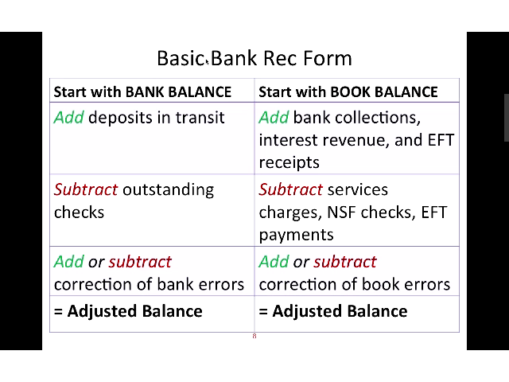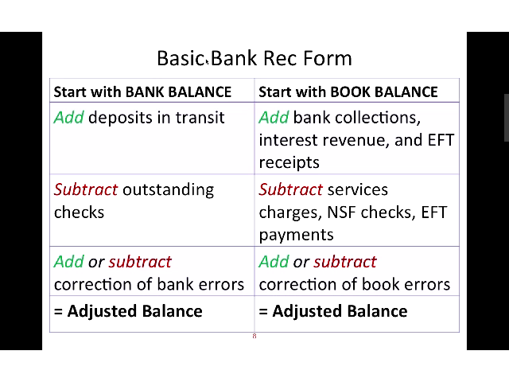You just send it straight to the bank, it's deposited, so it doesn't have to go through all the processes at the company. So those are bank collections we may need to record. Interest revenue. If we earn interest on our checking account, we have to record that when we get the bank statement. We don't know until we get the bank statement what that interest revenue is. EFT receipts are electronic funds transfers, so those are like wire transfers in we haven't recorded. So we have to add those.